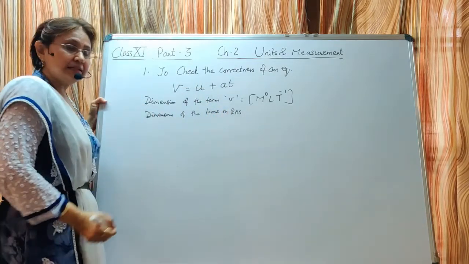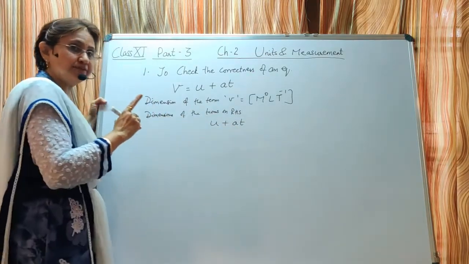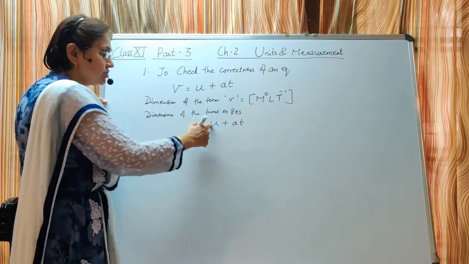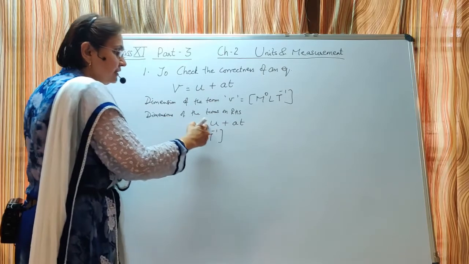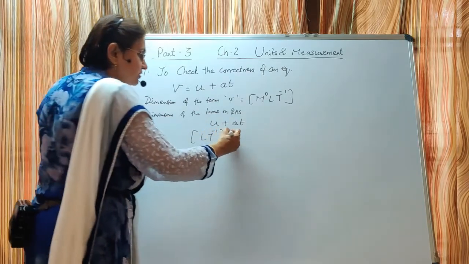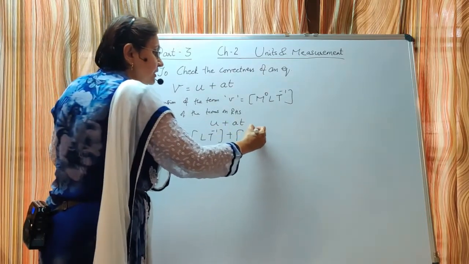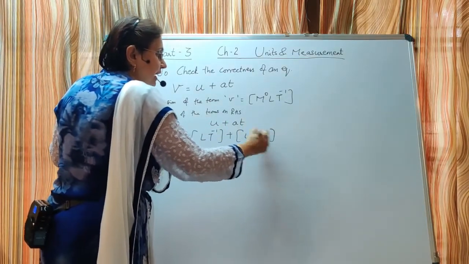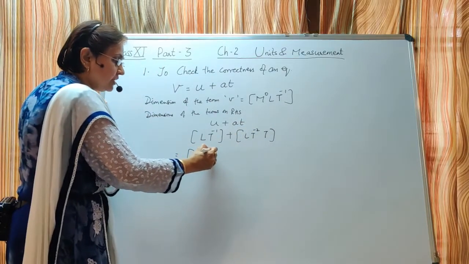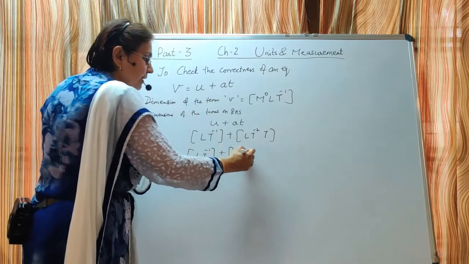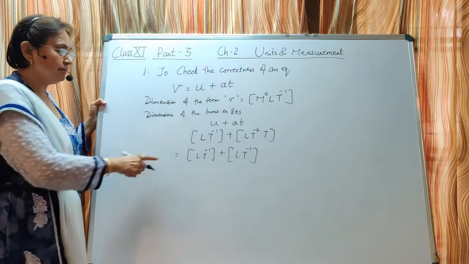On the right hand side there are two terms, U plus AT. So each term should have the same dimension. We know that the dimension of U, which is the initial velocity, is the same as that of velocity, that is LT minus 1, plus acceleration. Acceleration has a dimension LT raised to the power minus 2 and the time has a dimension T. So this is equal to LT raised to the power minus 1 plus LT raised to the power minus 2 plus 1. This also becomes LT raised to the power minus 1.